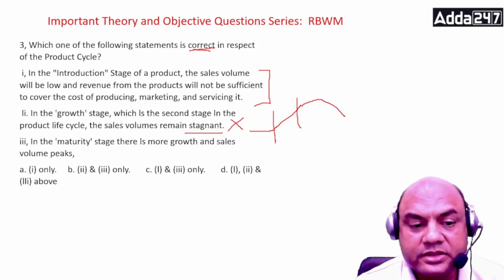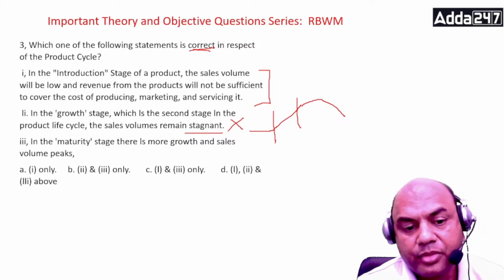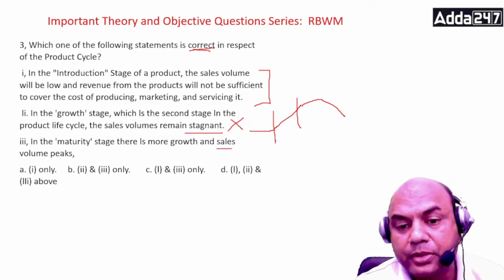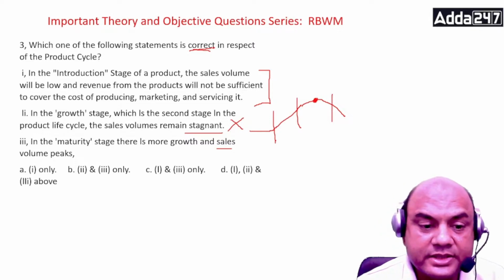In the maturity stage, there is more growth of sales and sales volume peaks. So there is more growth. Is it the same? And sales volume peaks. See, the sales volume is peaking. Peaking means the end. It won't go beyond this. So is this the case? So what can be the answer?